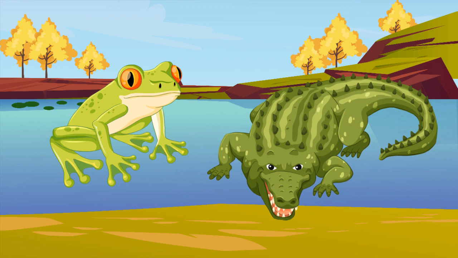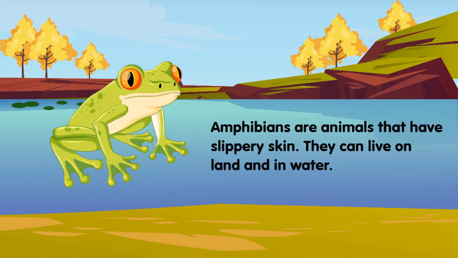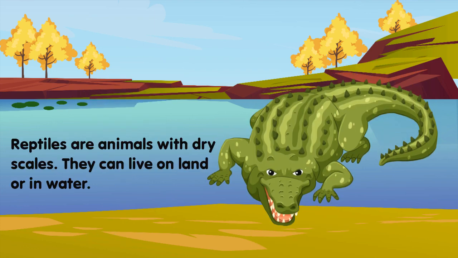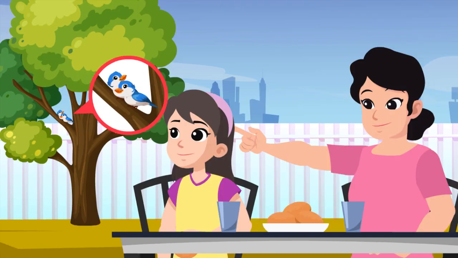Amphibians and reptiles are animals that resemble each other. Both have short legs. Amphibians have slippery skin, and they can live both on land and in water. Some reptiles live on land, and some live in water. Does that make frogs amphibians and crocodiles reptiles? Yes, Ellie.